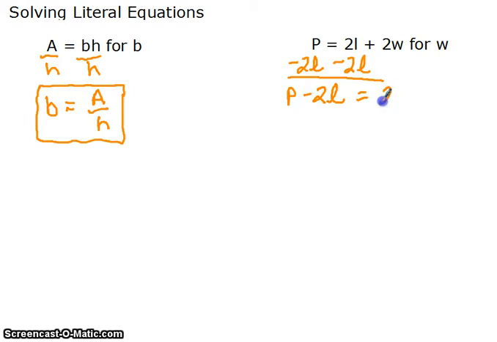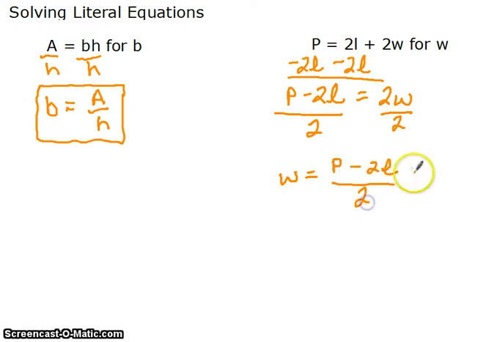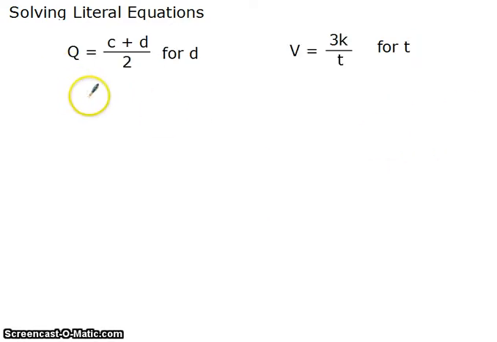equals 2W. And then we still have to get rid of this 2, so I need to divide by 2 on both sides. I can just divide this whole thing. Since all we're trying to do is get W by itself, we don't have to do a whole lot of fancy simplifying or anything. We can just leave it as P minus 2L all over 2. Alright, let's try a couple little more complicated ones.